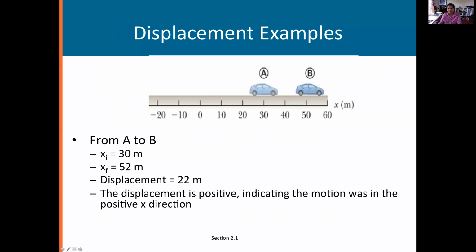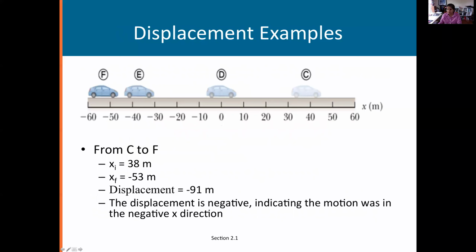Let's take another example where we have a negative displacement. So here we have a car starting at C, goes through D, E, and ends up at F. So this is my final position. And if you read this off, this is negative 53 meters. So this is going to be my final position. And the initial position here is C, which is 38 meters, positive.